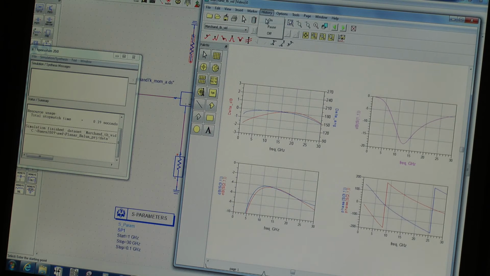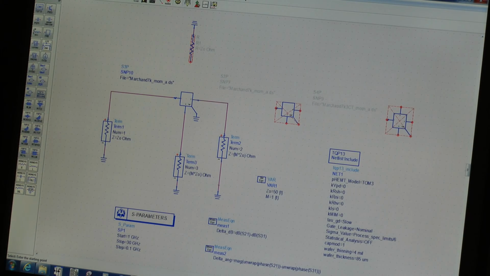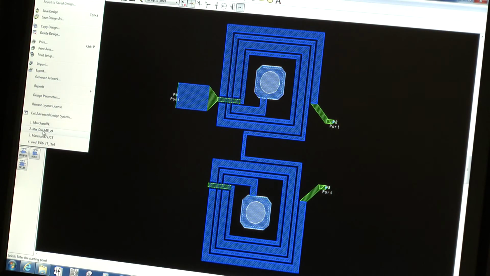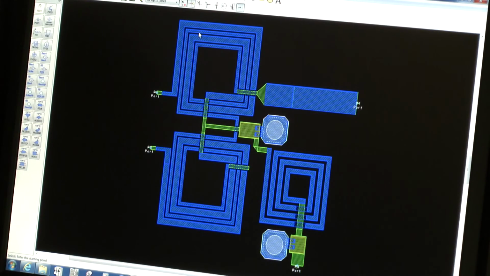So I'm now going to stick the history on. We're now going to look at a second Balun. This time we're looking at the RF Balun, of which we're also going to extract the IF signal.